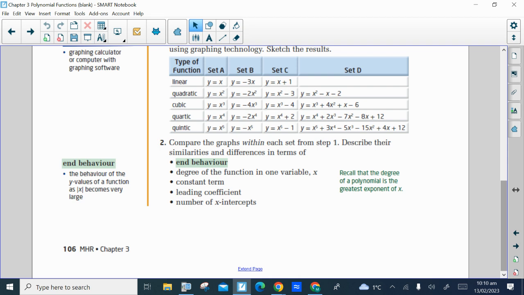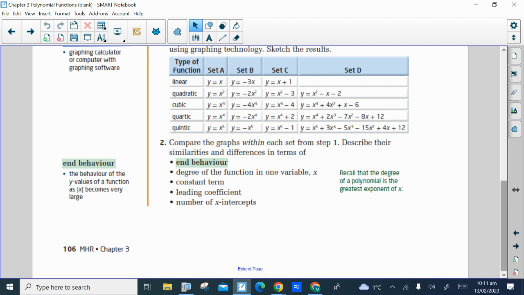So on the previous page, we talked about end behavior. That is the behavior of the y values of a function as the absolute value of x becomes very large. Another way of saying that is, as x gets really, really big, in other words, as the graph goes to the right forever, what is it doing? Also, what happens when x gets really, really small? As the graph goes to the left forever, what is the graph doing?